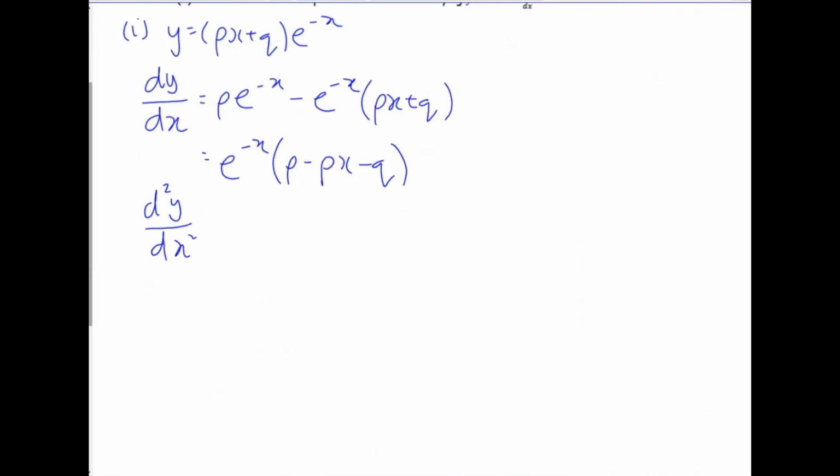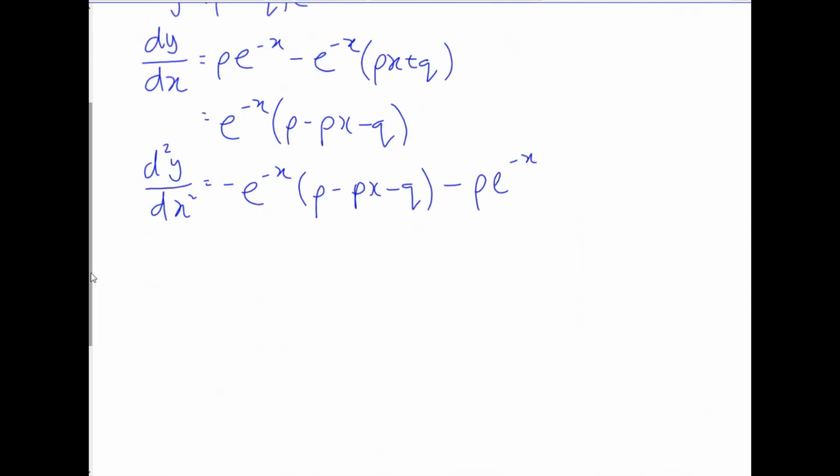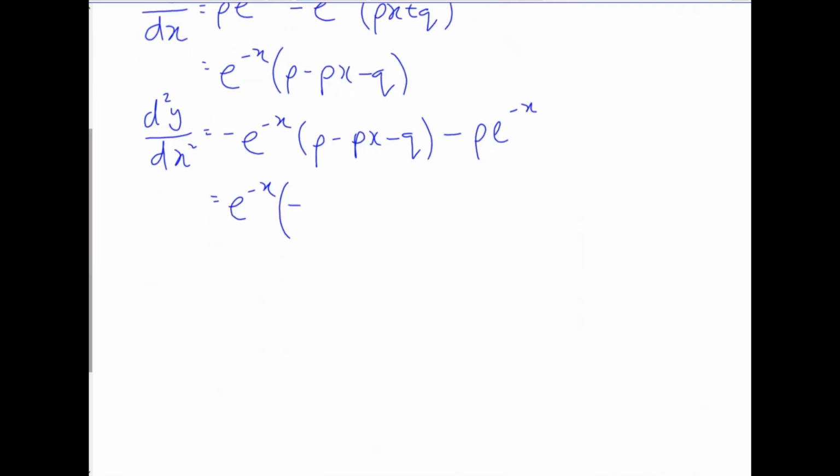Differentiating this a second time, again using the product rule, so differentiating e to the minus x goes to minus e to the minus x times p minus px minus q. And then plus differentiate the second bracket times the first. So differentiating that gives you minus p e to the minus x. And again, I'm going to combine this together, so I'm going to factorize out the e to the minus x to give me minus p plus px plus q minus another p, because that minus is on all of that. So I'll write this as e to the minus x times px plus q minus 2p.